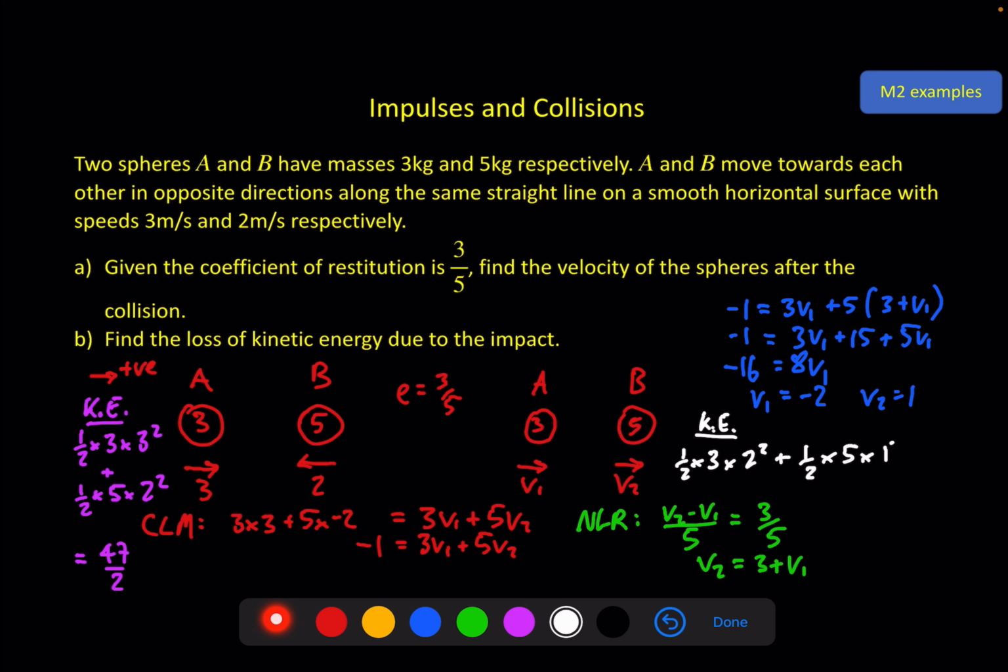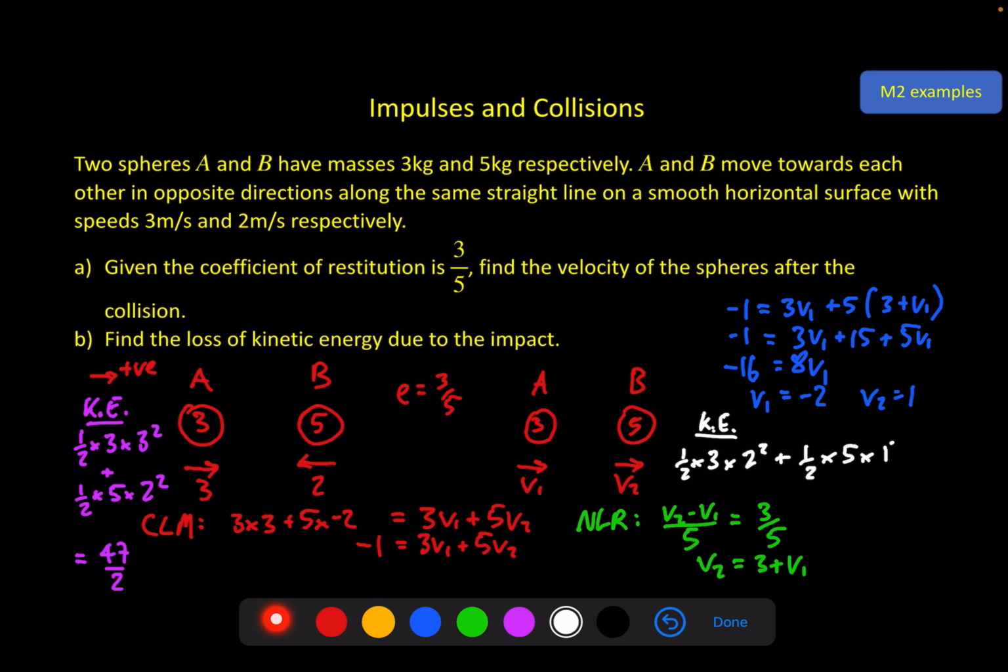and that gives me a total of 17 over 2. Finally, the loss of kinetic energy due to the collision is equal to 47 over 2 minus 17 over 2, which is 15 joules of energy lost due to the collision. Looking at the screen now, it looks kind of messy and all over the place, but I hope you've followed what I've done. Example 2.